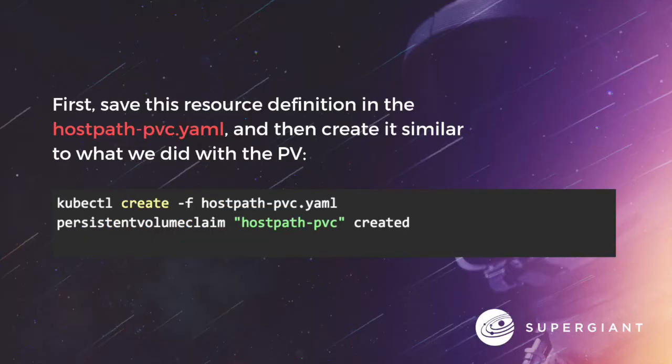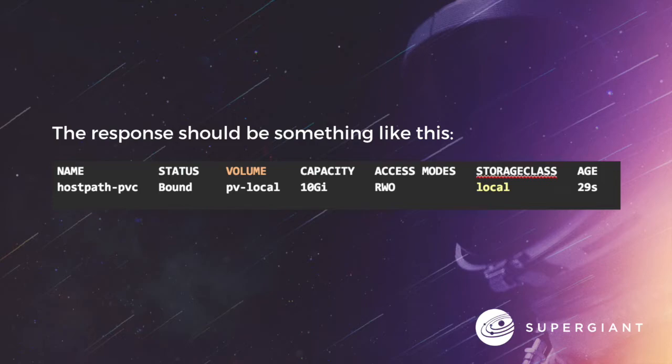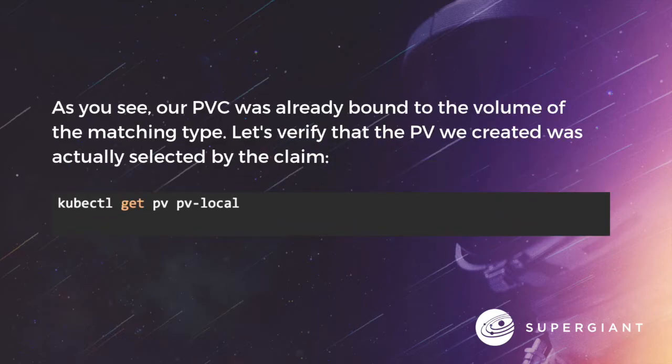First, save this resource definition in the host path PVC YAML, and then create it similar to what we did with the PV. Let's check the claim running the following command. The response should be something like this. As you can see, our PVC was already bound to the volume of the matching type.